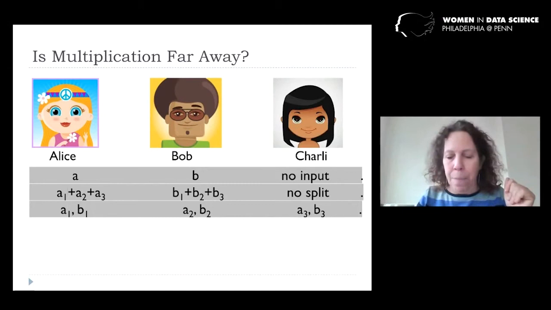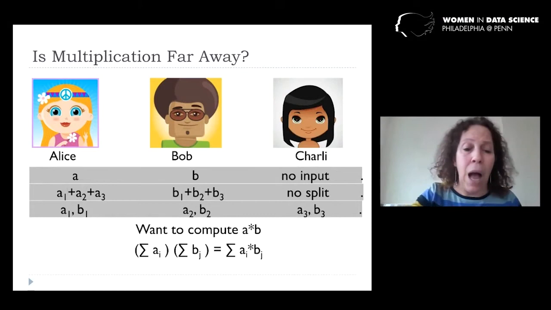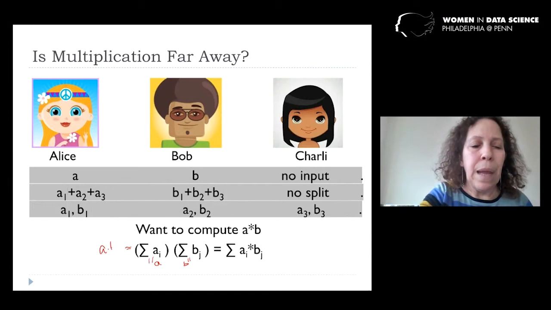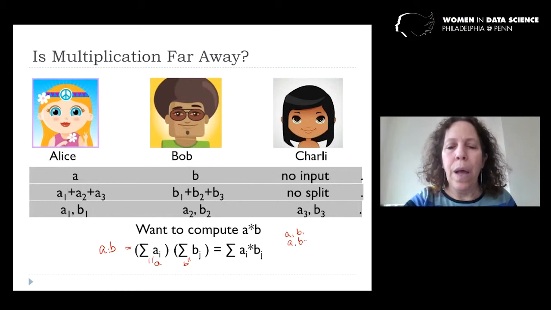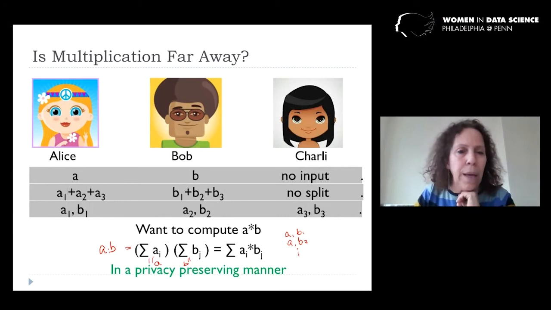And what do we want to do? We want to compute A times B. So this is just the mathematical function. What do we have? Sigma A_i, this is equal to A, and this is equal to B. So of course, this is equal to A times B. And on the right side, we have all the pairs of the multiplications, A1 B1, A1 B2, and so on. This is the sigma that I wrote on the right. And we want to compute this in a privacy-preserving manner, the same way that we did with the additions.